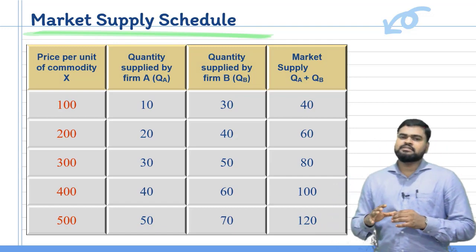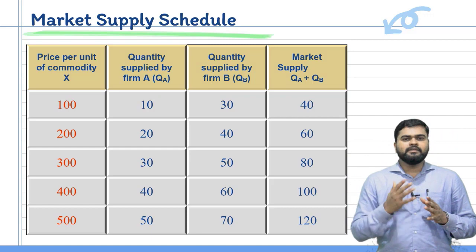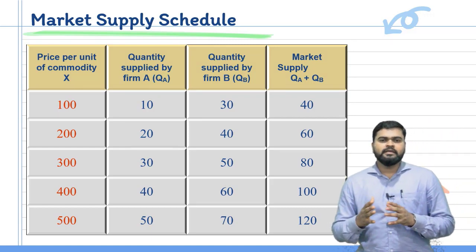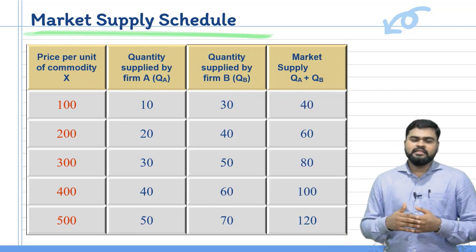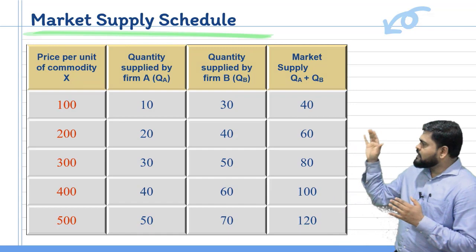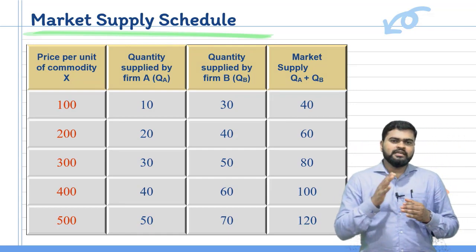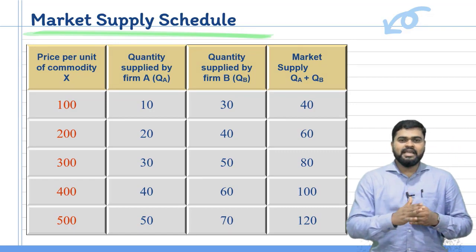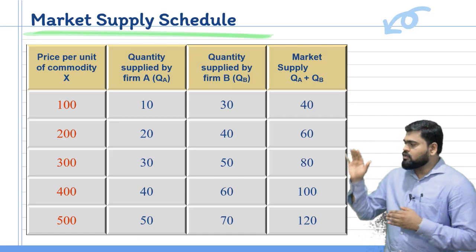Now look at the last column, which is called market supply. Market supply is nothing but the combination of firm A and firm B, or the sum total of the quantity supplied by firm A and firm B in the market. So if you look at price 100, quantity supply, that is the market supply, is 40. So how did we get 40? 40 is the combination of firm A, that is 10, and firm B, that is 30. When we combine 10 plus 30, we get 40.